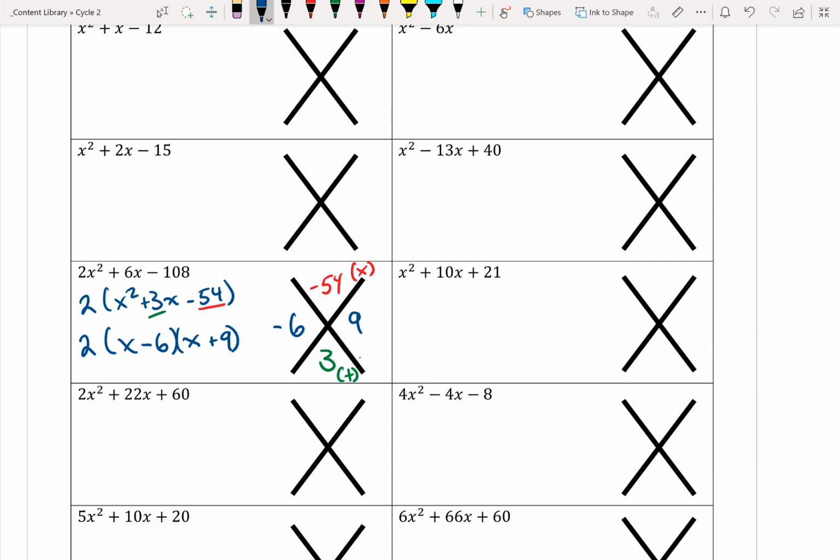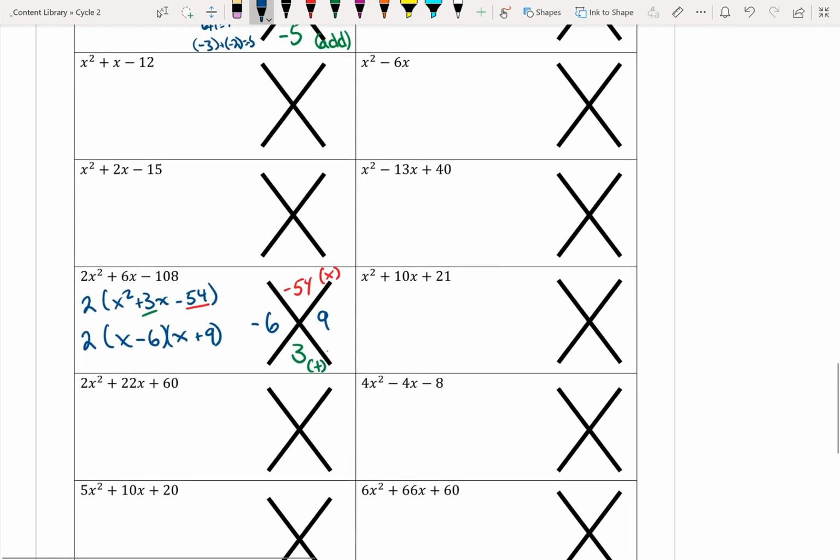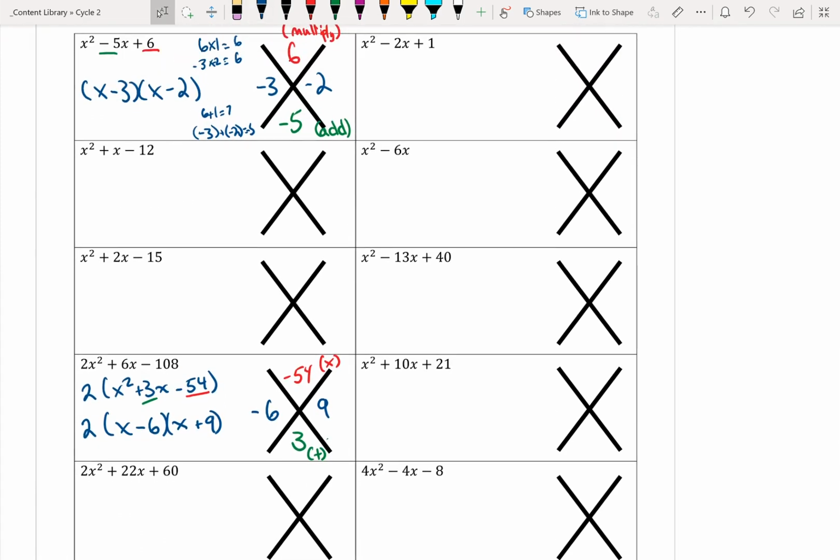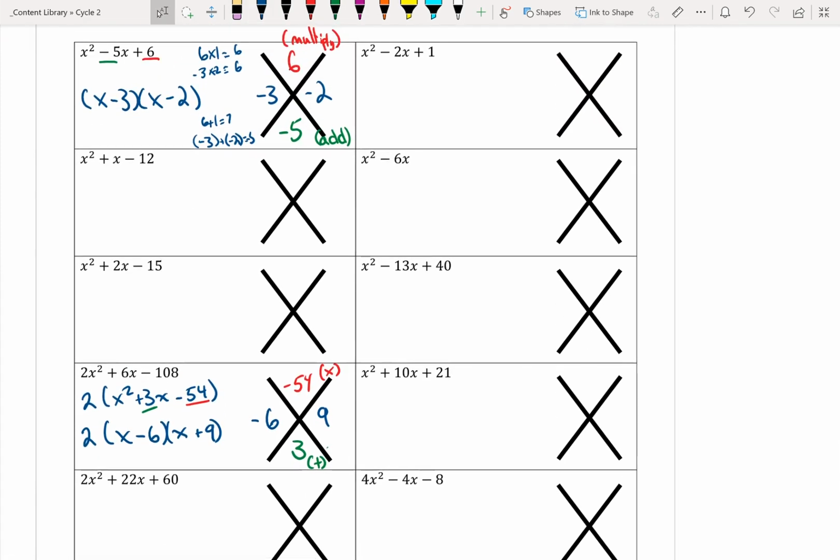So again, this should be a review from previous courses, just factoring two types of trinomials based on what information we have. Again, the main idea isn't the factoring, it's the idea that we can convert from one form of a quadratic to another form.